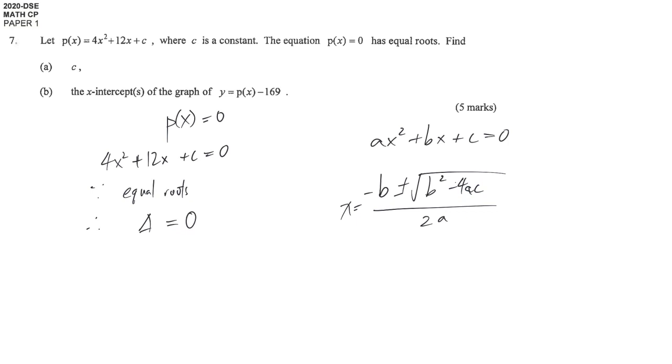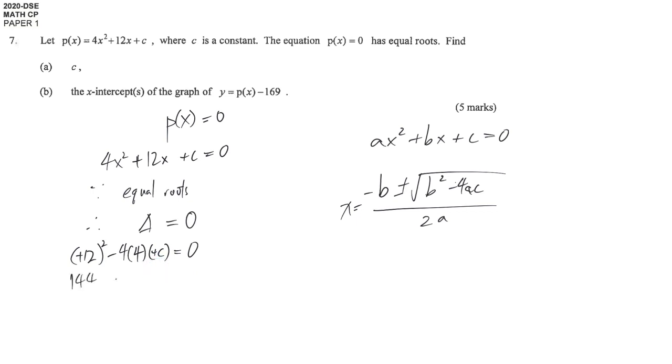Or you just simply memorize it. Anyway, so we are talking about b squared minus 4ac is equal to 0. B, the coefficient of x, is positive 12. A, the coefficient of x squared, is positive 4. While c represents the constant term here. This is our equation with c being the only unknown, so we can solve it.